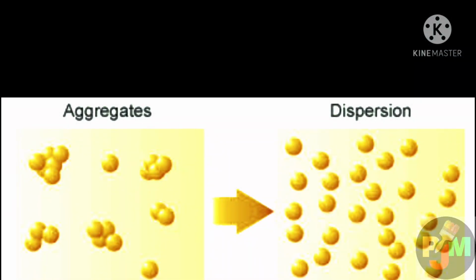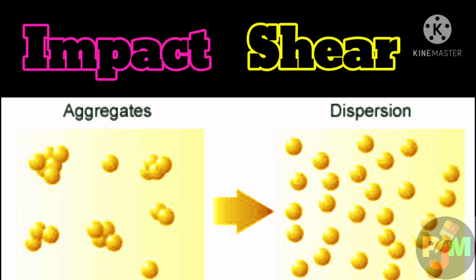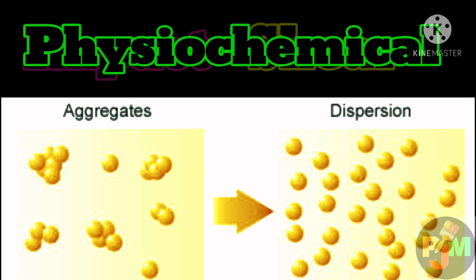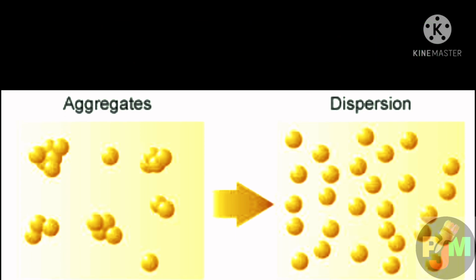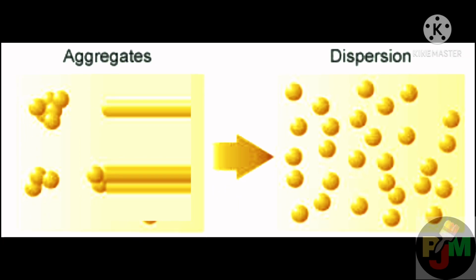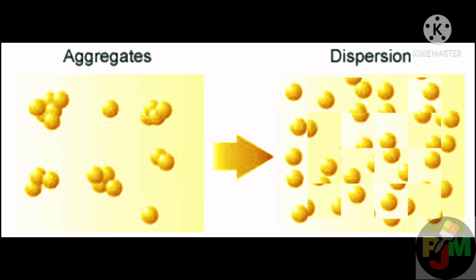In the case of pigment dispersion, the pigment agglomerates are broken up by impact and shearing forces, which involves physicochemical and mechanical action on pigments, which leads the flocculated, agglomerated or aggregated state of the pigment particles to break down to primary particles.